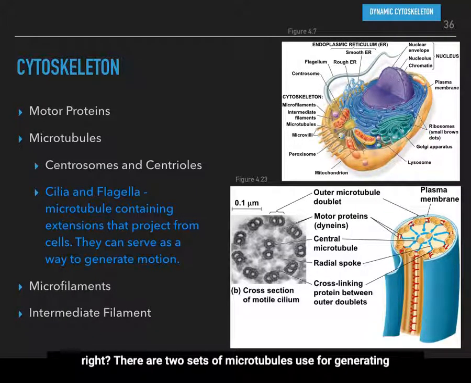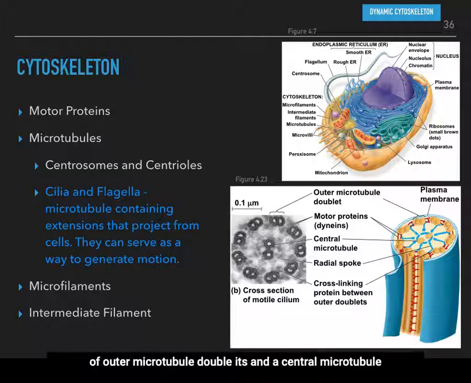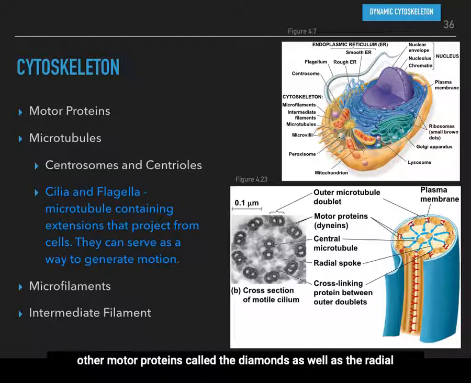There are 2 sets of microtubules used for generating motion, cilia and flagella. These are extensions that project away from the cell wall. Cilia and flagella have very characteristic structures. The image on the bottom right shows a motile cilium, a cilia used for propulsion. The cross-section shows 9 pairs of outer microtubule doublets and a central microtubule pair in the center. These microtubules are held in place by other motor proteins called the dyneins, as well as the radial spokes.